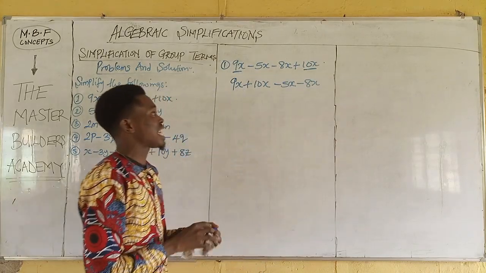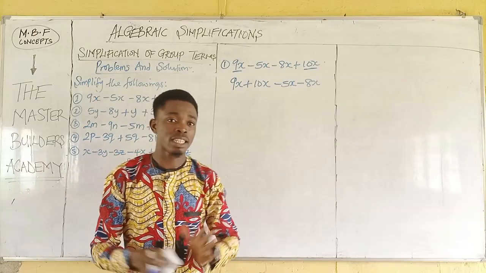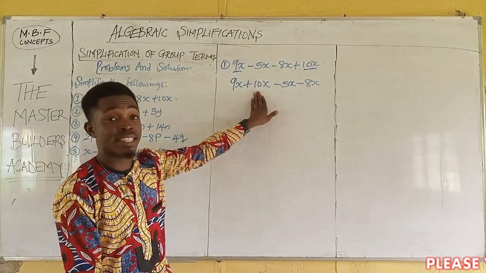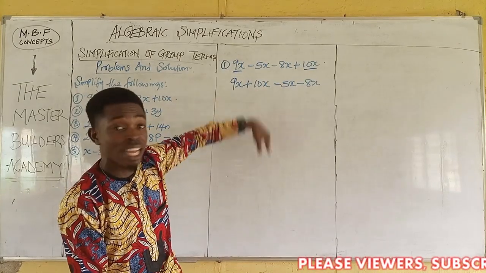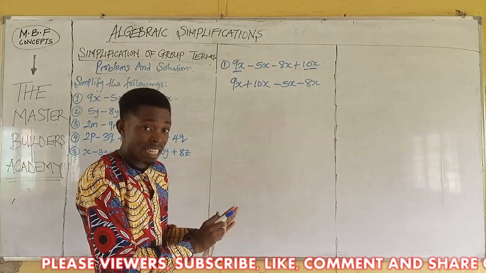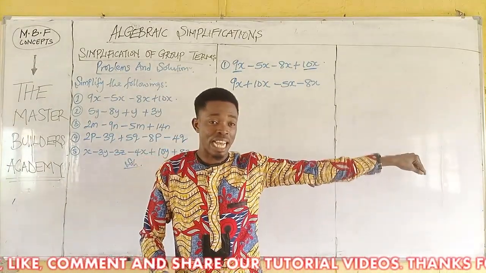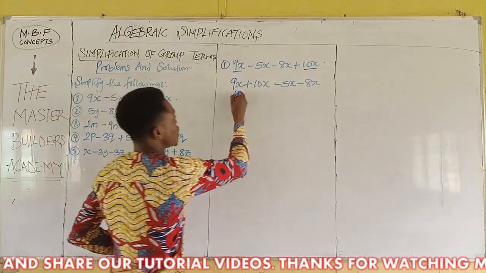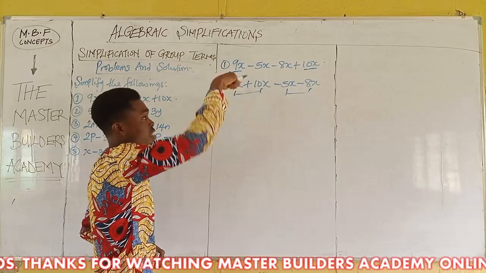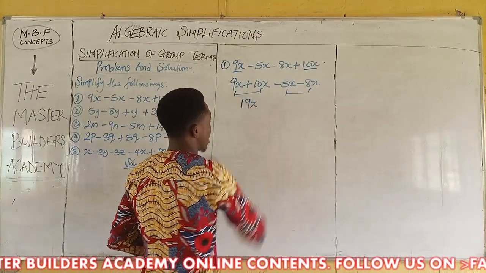It doesn't matter whether they come in the order of magnitude, that doesn't matter. But what matters here is that plus should come first, followed by minus. So you can take plus 10x first before plus 9x, whichever case you want to take it. But understand that the arrangement that we are interested in here is plus comes first before the negative sign. Now at this point, we'll first of all deal with the positive and also deal with the negative. Now 9x plus 10x, guys, will give us 19x.